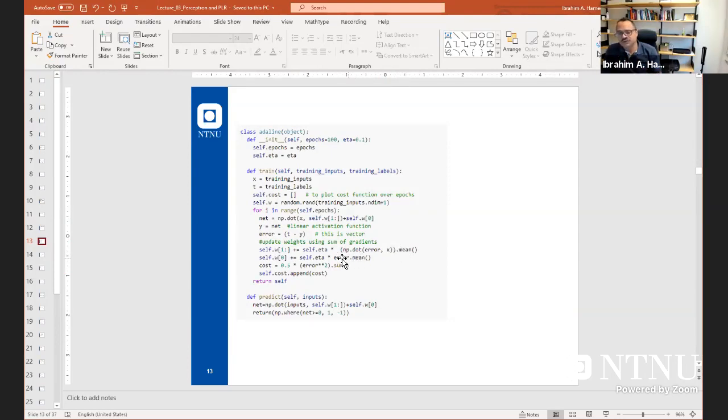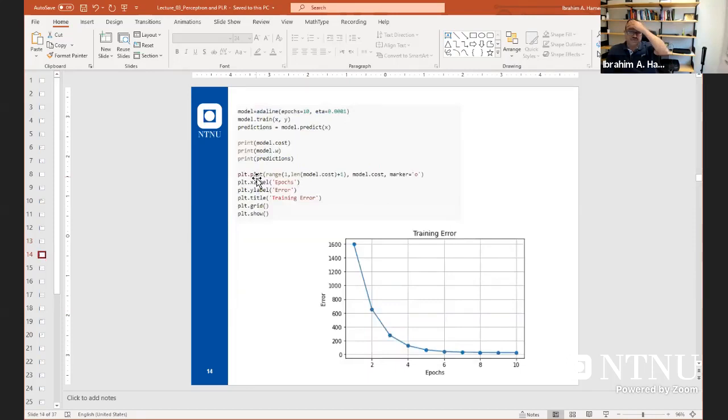So I will do the same also for the bias, and after that I will calculate the cost function. The cost function will be half multiplied by the summation of error squared. And for the prediction, you just need to define a threshold. I selected the threshold here equal to 0. So when net is greater than 0, the output will be 1, otherwise it will be -1. And just try to implement it and plot the training error.